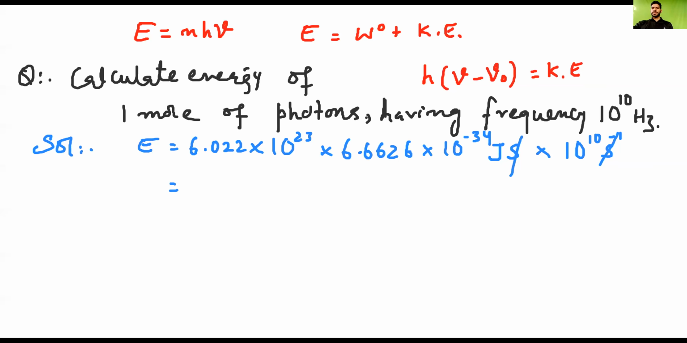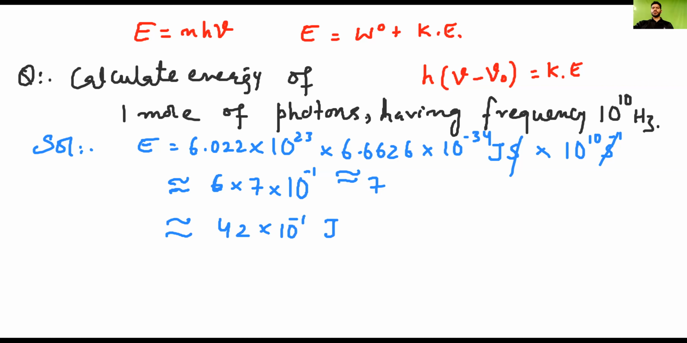Okay, now what will be the answer here? You can just take 6.626 as 7, and 6.022 as 6, so you can just write 6 into 7. Now see here, it is 10 raised to power 23, and here it is 10 raised to power 10. When the base is the same, the powers should be added, so that is 10 raised to power 33. And then it is 10 raised to power minus 34, so it will just become 10 raised to power minus 1. So it will become 42 into 10 raised to power minus 1, and it is in joules. So you can get the final answer as 4.2 joule. So have you got it now?